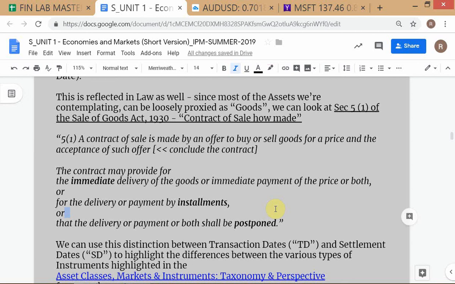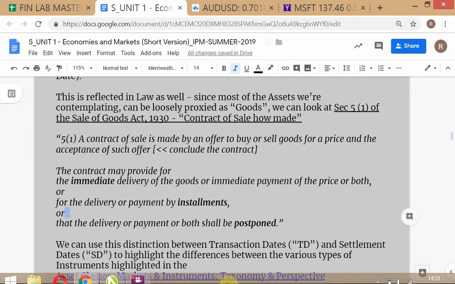Now, as you can see, even in the Sale of Goods Act, it is possible that the exchange of assets will be immediate following the conclusion of the contract, which means that the actual exchange of assets can happen on the same day as the day on which you finalize the contract. But even in such a case, we say that the transaction date and the settlement date happen to be the same. We don't say that there is no settlement date. Are you following? So this discrete definition of a settlement date as the day on which the exchange of assets has to happen is always going to be present. Is that clear? Everyone's following?